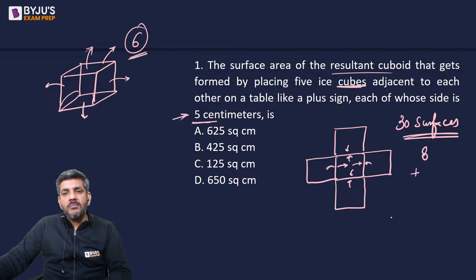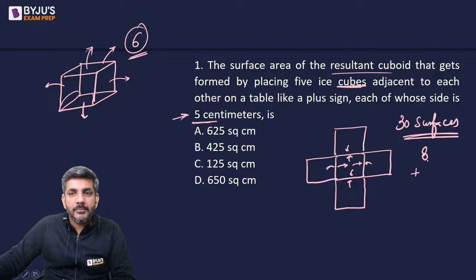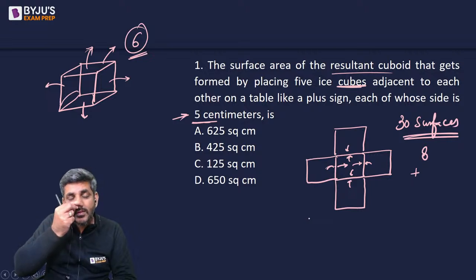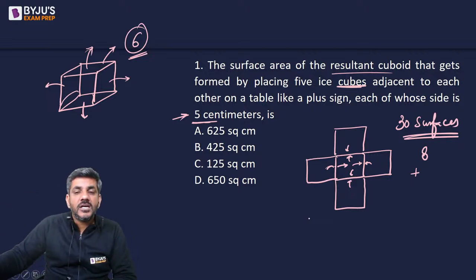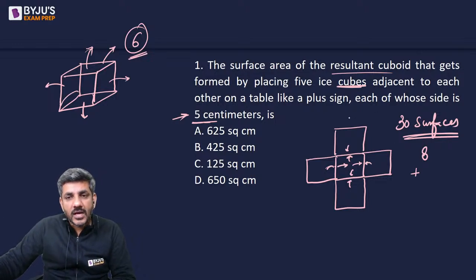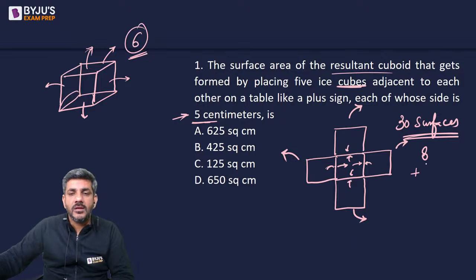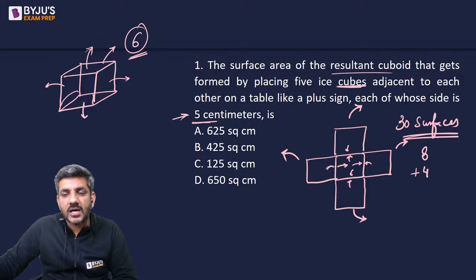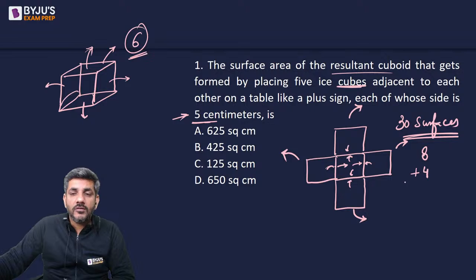Plus some more surfaces would be hidden, because they are on the table, so the surfaces on the downside are also not visible to us. The base of this cube is not visible, the base of this cube is not visible, the base of this cube is not visible, and the base of this cube is not visible. So four more surfaces are further there which are not visible to us.